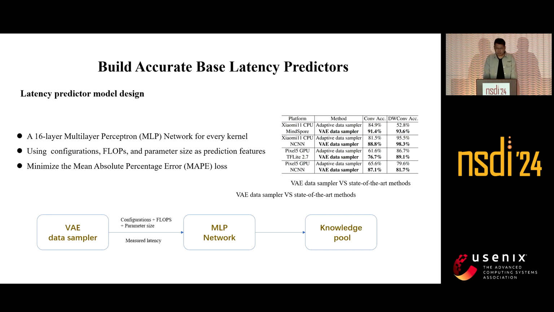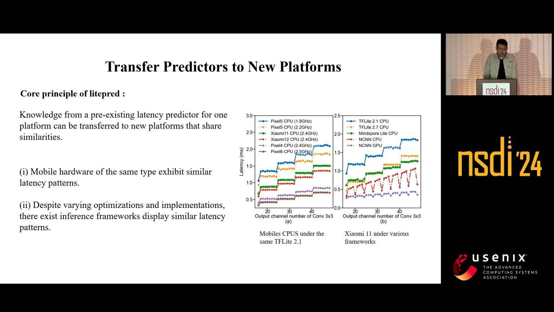Under the same sampling budget of 10K data points, our VAE data sampler achieved much higher prediction accuracy than the sawtooth method. But it still needs a large cost for profiling kernel latency. There are two key observations of ours.